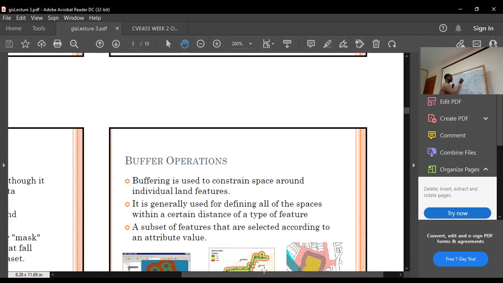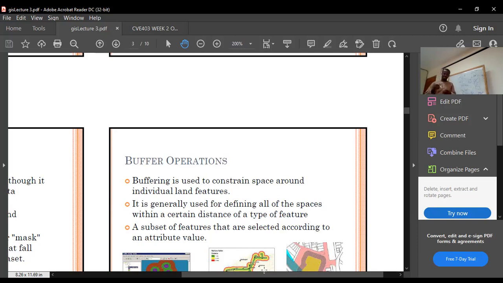So for the point buffer, you simply get a circular polygon. And for the line buffer, you do offsets from the line, in this case the center line of the rail line. The rail line is made up of two metallic rails on which the train is running. So you can now do the ends with the two options given.